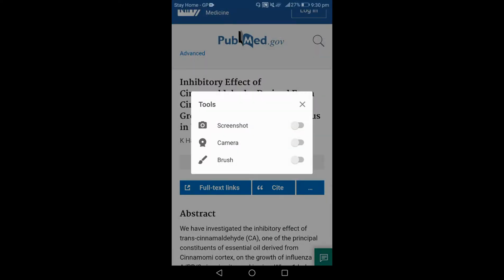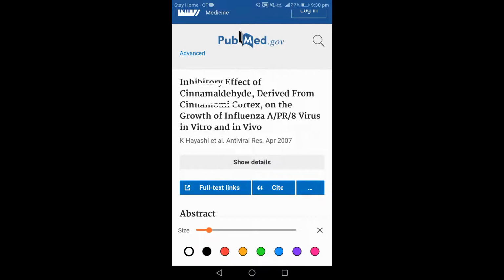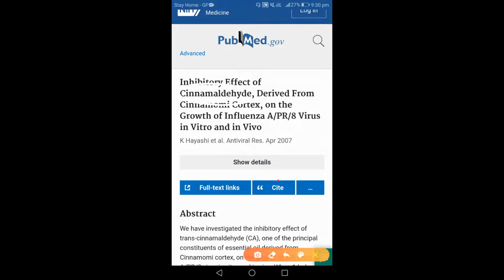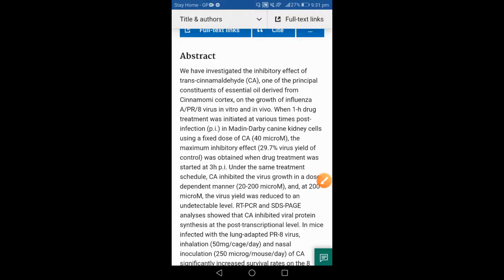Okay, the cinnamaldehyde, I'm going to tell you about it. So look, here. Cinnamaldehyde is a compound which is found in cinnamon. Sorry, in Bangla we call it darchini.